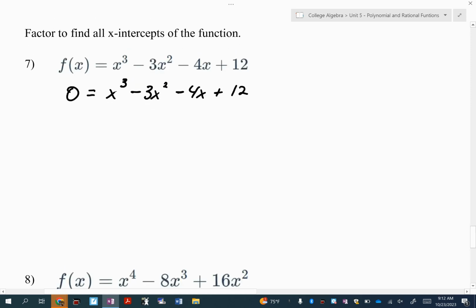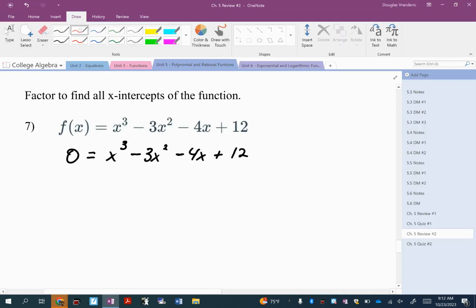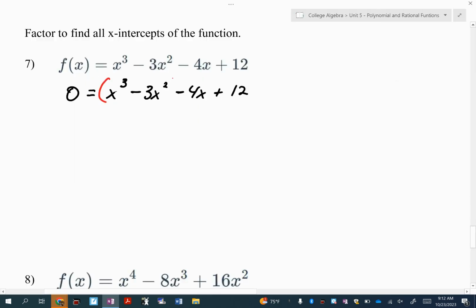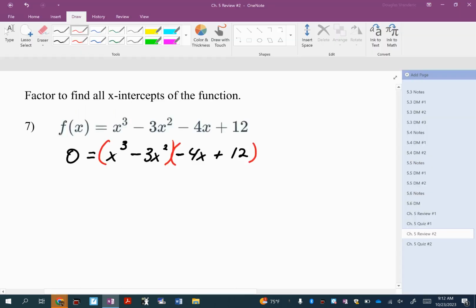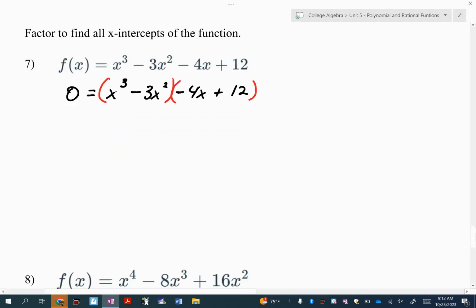Now, this one, I don't have any common factors to take out of all four of these terms. So this is where I'm going to recommend that you factor by grouping, right? And this is a skill you need to know, so I'm going to ask this for sure on the quiz and the test. So I'm going to factor out what's in common in this first group, which is x squared, and the second group, which is a minus 4.